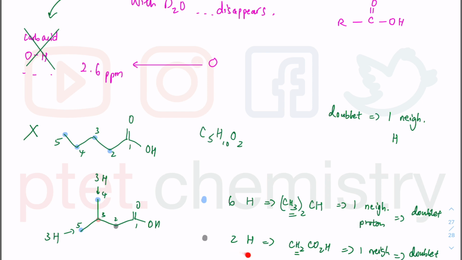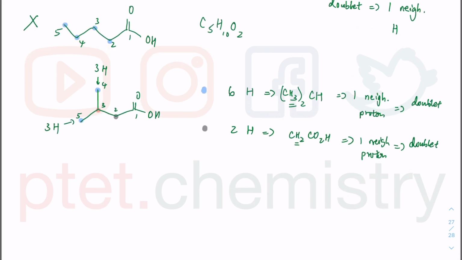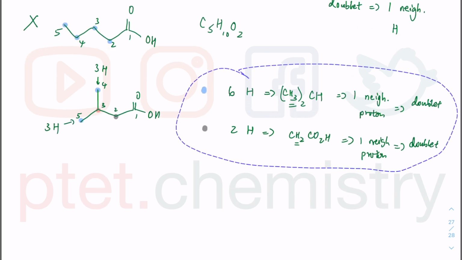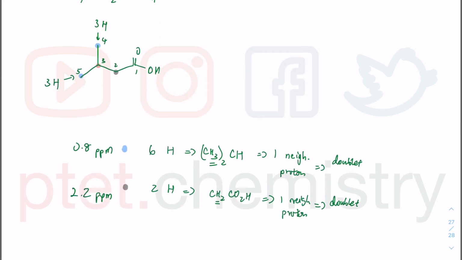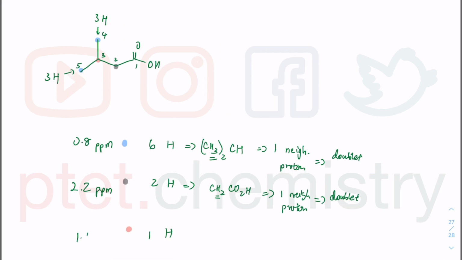So this is going to be the one which is 2.2 ppm. So that has to be the one which is 2.2 ppm. The 6 hydrogen is the one which is around 0.8 ppm. And last but not least, the red color one, not the pink, the red color one, you just have 1 proton, and there has to be the multiplet, which is around 1.9 ppm. You read the middle bit, give or take.